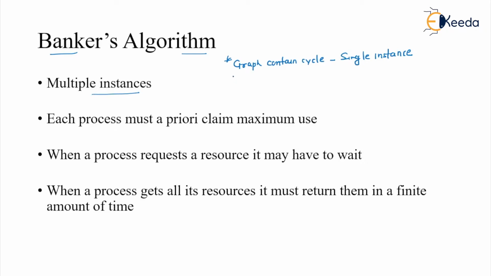It works with multiple instances, and each process must a priori claim its maximum use. So a process has to say that if the resource type is R1, I need a maximum of four instances of it. When a process requests a resource, it may have to wait, so immediately it will not be assigned the resource. When the process gets all its resources, it must return them in a finite amount of time. So no infinite blocking of the resource. If you are done, then please return it.